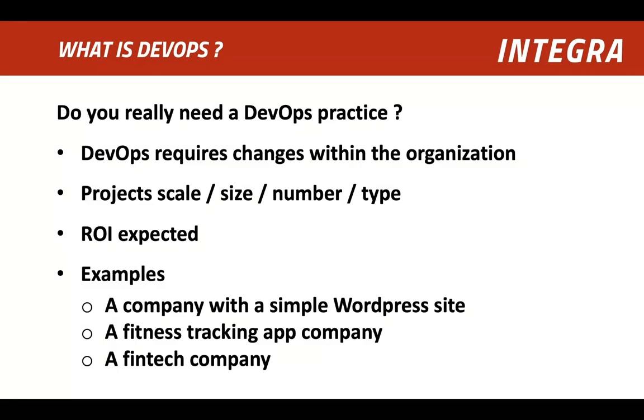Because it's a simple WordPress website, let's take another example of a fitness tracking app company. They might have hundreds of thousands of users connecting from hundreds of different device types. So the software compatibility, the integrations, the tracking or new feature additions or bug fixes, the entire software development lifecycle will be active, and there might even be multiple rollouts within a day. So yes, this is a perfect candidate for adopting DevOps.